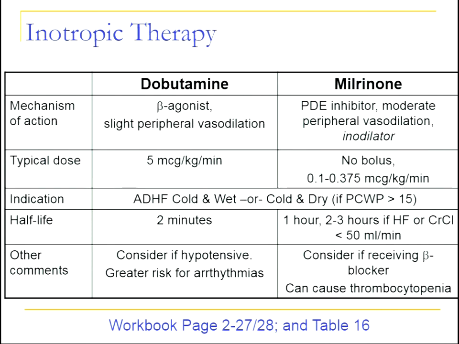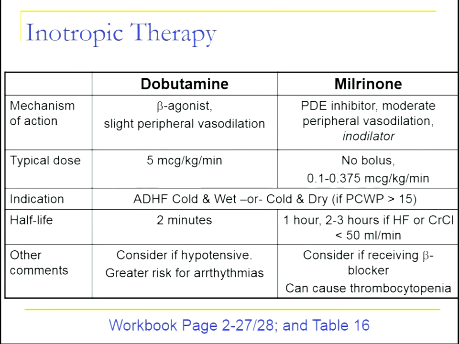Generally, if we dilate that and their SVR goes down, we get a compensatory increase in cardiac output. So milrinone is my preferred agent, also because this patient is on a beta blocker chronically, and I want to keep them on that beta blocker. And if I use dobutamine, what's the use in giving a beta blocker and a beta agonist? That doesn't make sense. You have to use higher doses of dobutamine to overcome the blockade that he's already receiving.